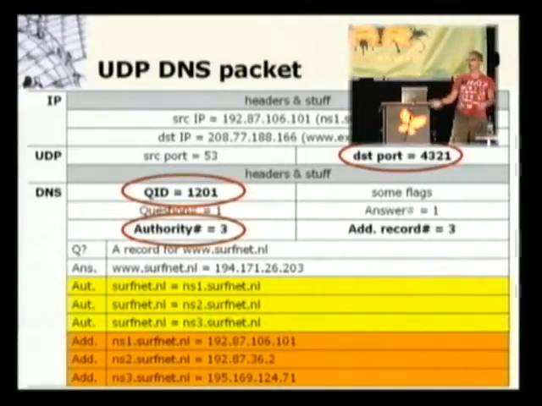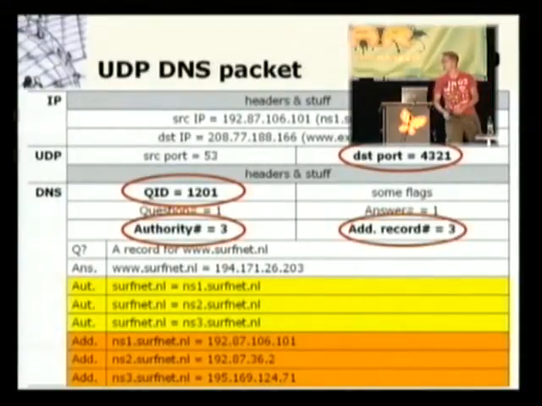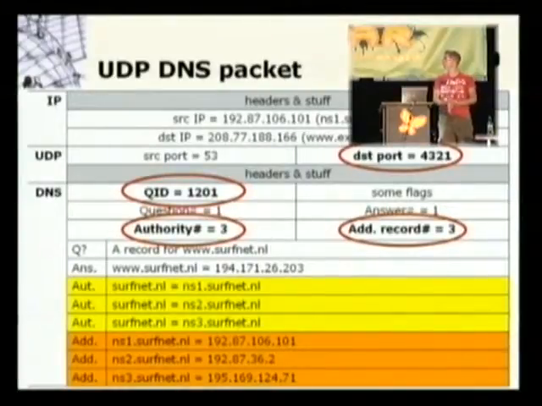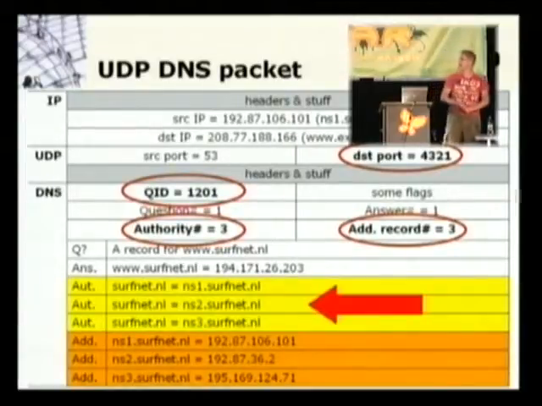And there is some extra information in this packet. DNS is very convenient. It helps you along. It helps the resolvers along to get extra information so that it works efficiently. So there are some extra records. If I get an answer to a query, I asked an authoritative server, what is the address for www.surfnet.nl? And it's sending me an answer, and along with the actual answer, which is the IP address 194.171, etc.